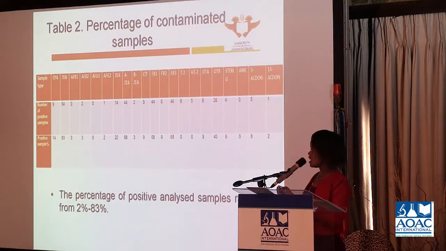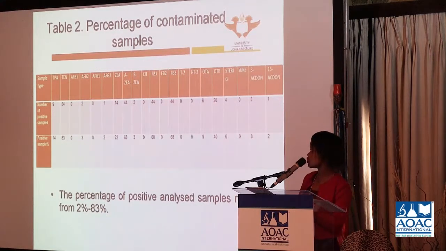I analyzed 65 samples, and I found that 2 to 83% were positive, as you can see from this table. The highest mycotoxin found in my samples was tenuazonic acid, which is 83%. And if you check, in most consumed foods, they hardly detect tenuazonic acid, which is also toxic.